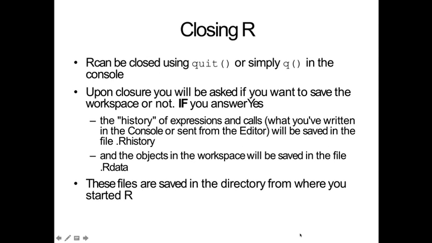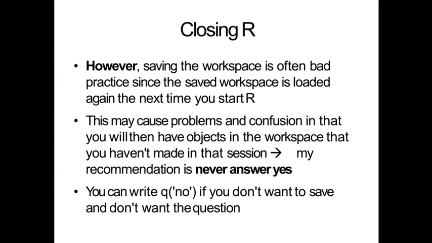The last thing I wanted to cover in this particular lecture was how to close R. Obviously you can just use quit or X out of it, but it will often ask you if you want to save the workspace or not. If you answer yes, the history will be saved in a file called .Rhistory that you can find on your computer, and the objects will be in a saved file called .RData, and they're going to be saved in the directory where you started R or in the working directory that you've set.